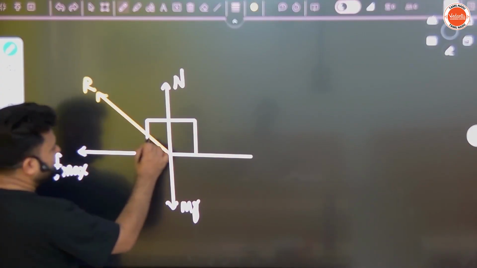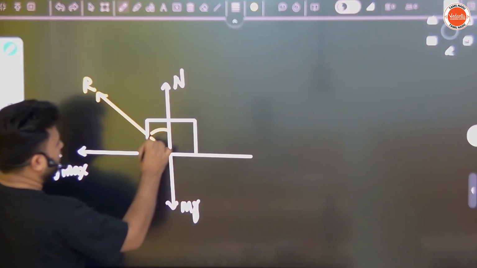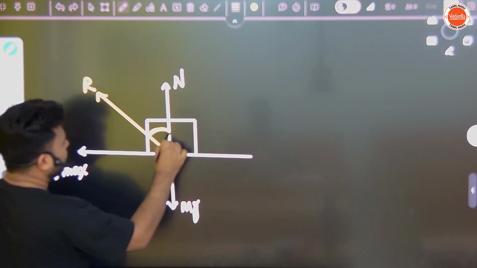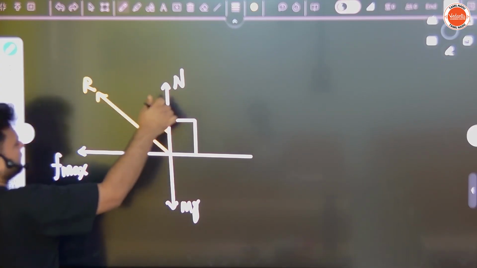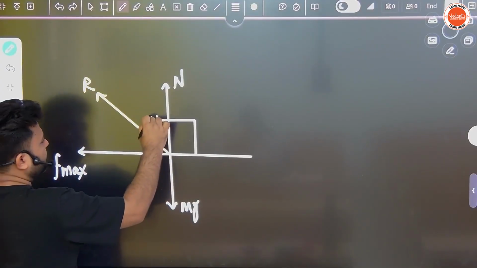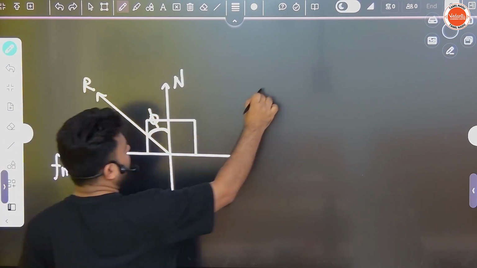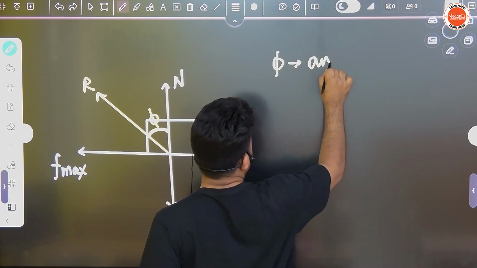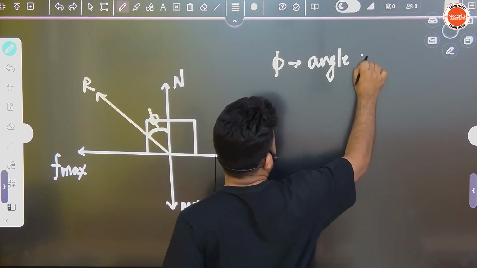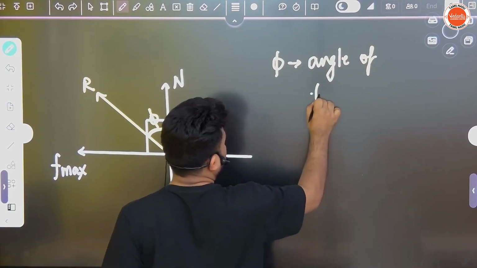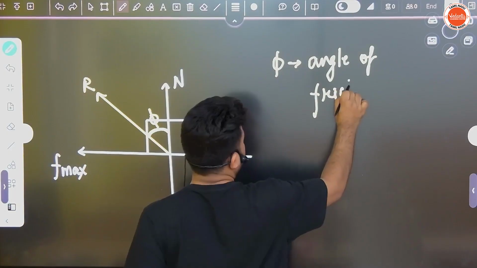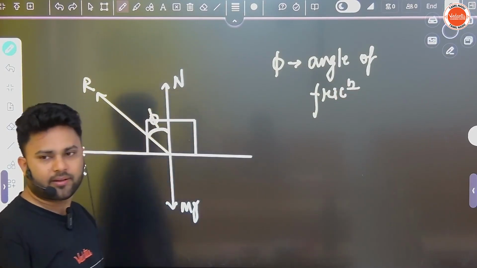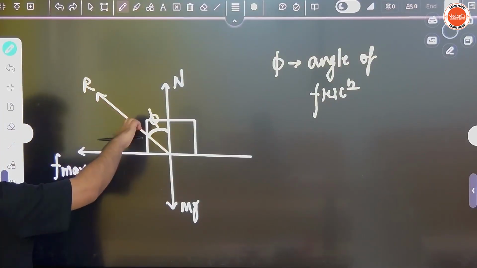Now the angle that R makes with normal, suppose this is phi, this is called the angle of friction. Angle of friction. Correct?